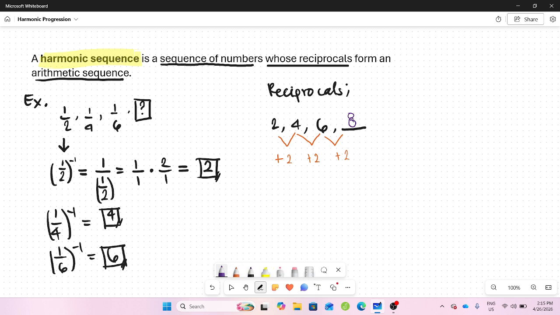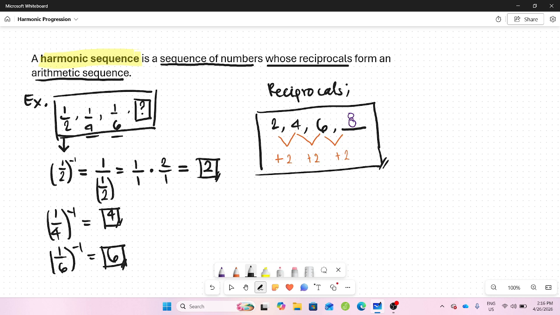So this is what we mean by harmonic sequence. A harmonic sequence is nothing but a sequence of numbers whose reciprocals, the reciprocals of each of these numbers, form an arithmetic progression. So if the reciprocal of a sequence of numbers is in the form of an arithmetic sequence or arithmetic progression, then this is called a harmonic sequence. Okay, so that's the definition of harmonic sequence.